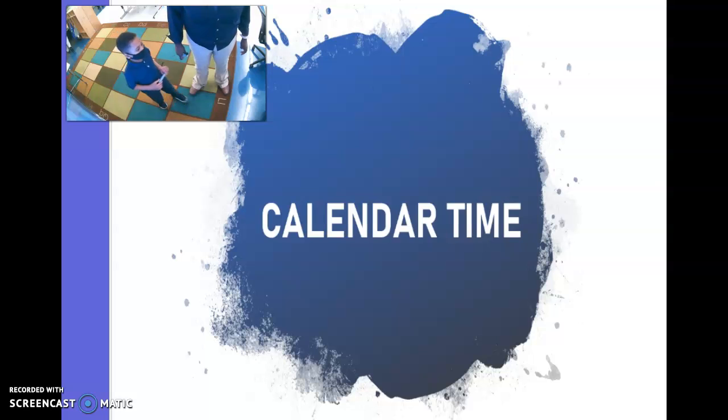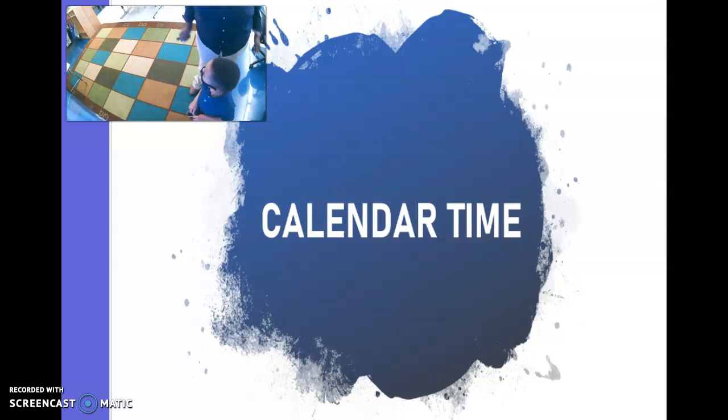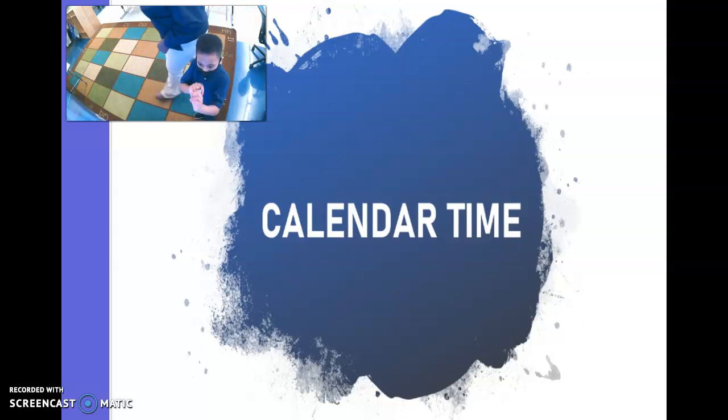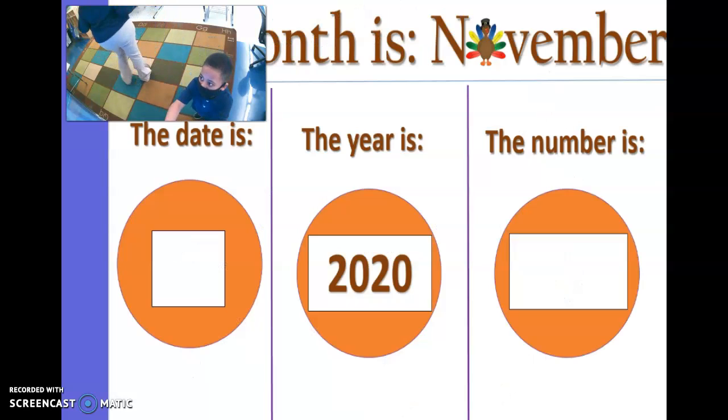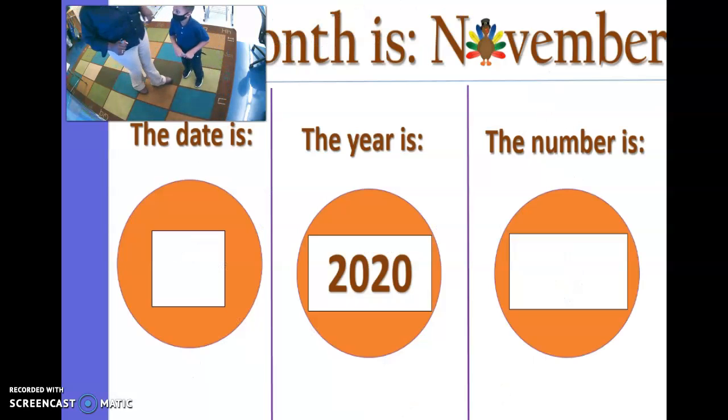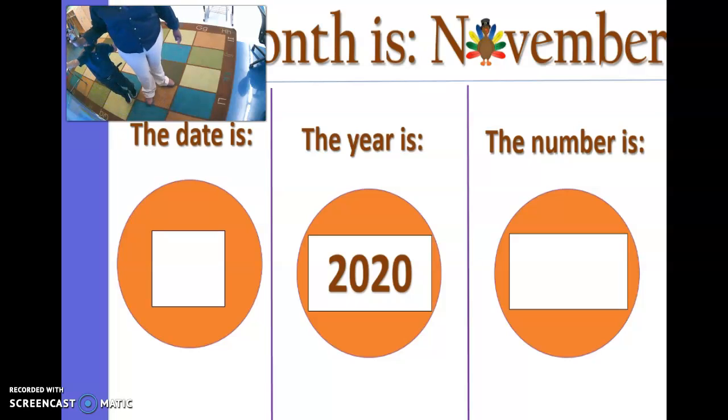So, today is Hump, Hump, Hump Wednesday. Today is November. Kyrie is going to help us with the calendar. The month is November. Can we spell November?